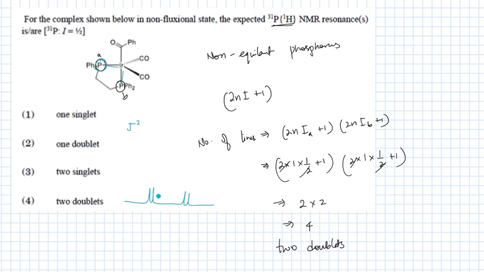Overall lines will be 4, 1 2 3 4 lines basically, but what you have to see is that you are getting a doublet and a doublet, so 2 doublets is what you are getting. So the answer will be option number 4. Let's go to the next question then.